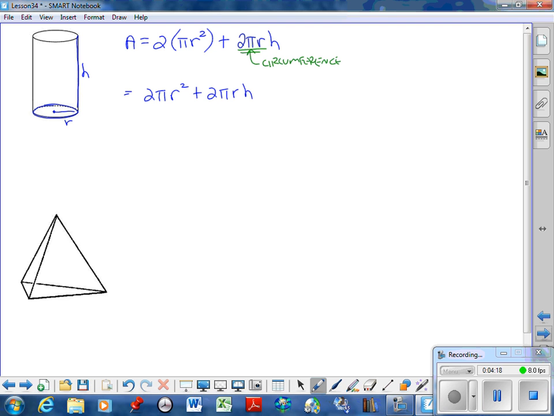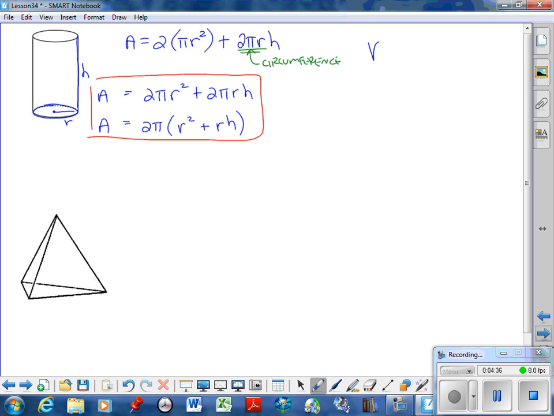It doesn't matter to me what form you take here. And I've seen people that do it as 2 pi, take the common factor out, and leave it as r squared plus r h. It doesn't matter to me which one you choose. You can just write down one. It's the one that makes the most sense, or seems the easiest for you to remember.